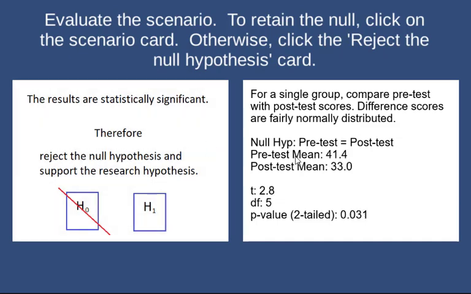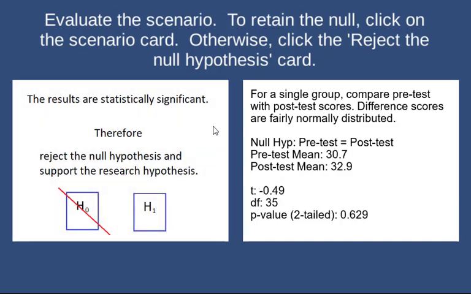Okay, for our next scenario, for a single group, compare the pre-test with the post-test scores. When we calculate those difference scores, they're fairly normally distributed. The null hypothesis is that the pre-test scores are the same as the post-test scores. That is like no difference, nothing going on here. When we look at the evidence, it's a 41.4 compared to a 33.0. That's a difference. But is it a statistically significant difference? Our t-test statistic is a 2.8, 5 degrees of freedom, and the p-value for this two-tailed test is 0.031, which is less than or equal to our alpha level, so we'll go ahead and reject the null.